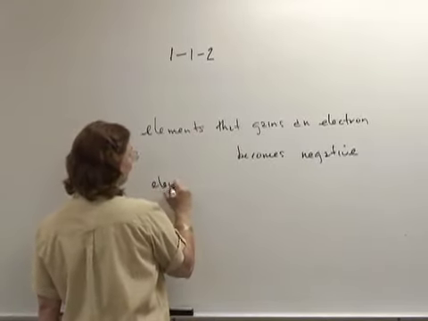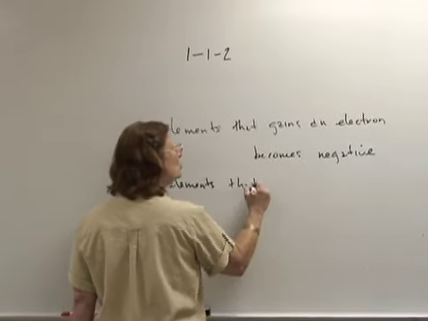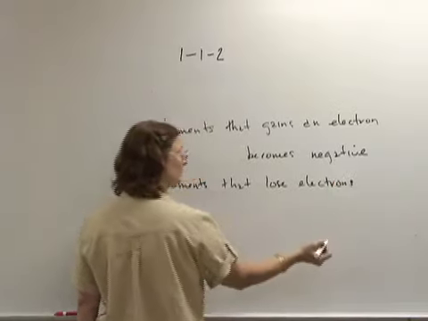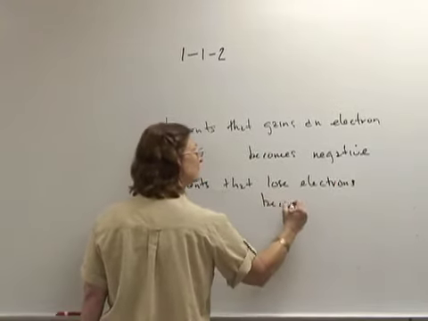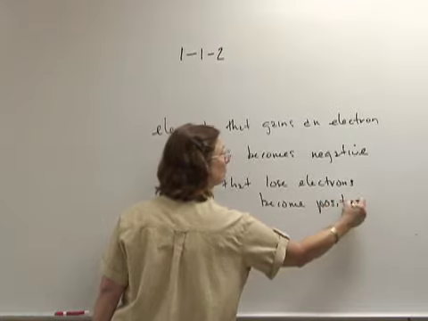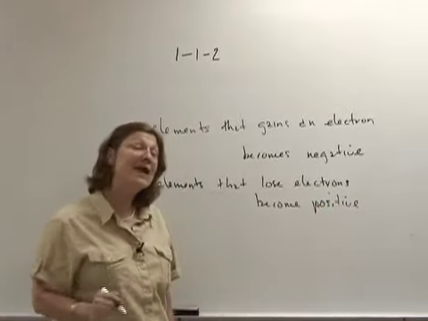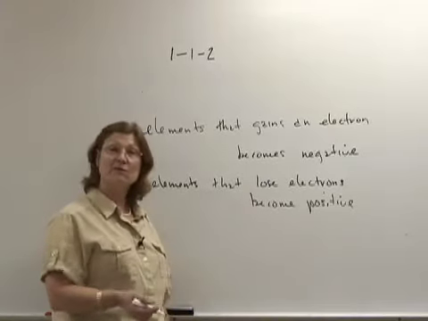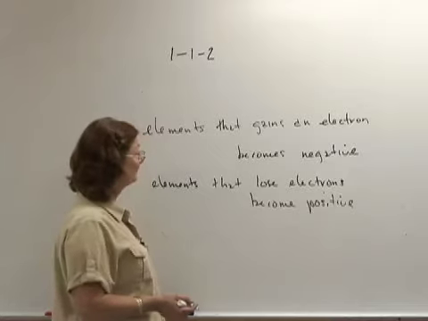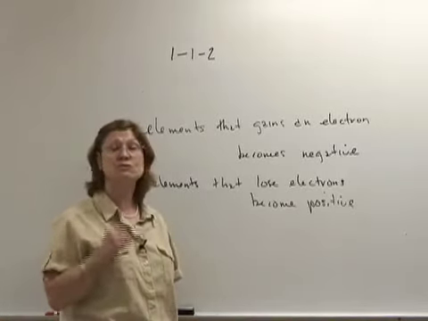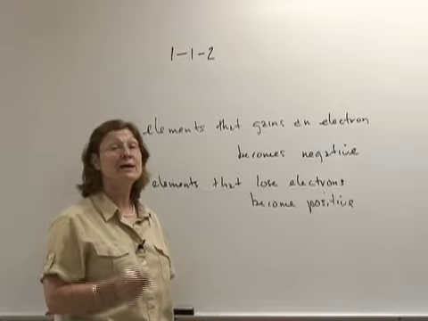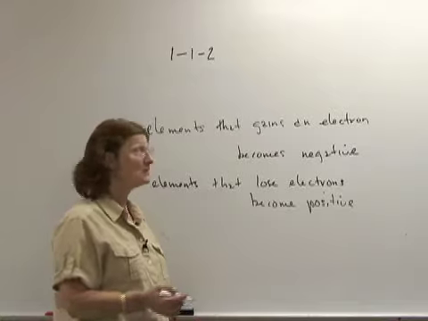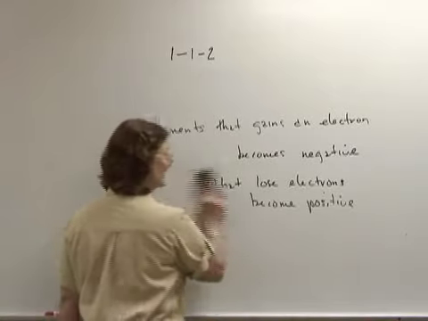Elements that lose electrons become positive. We've taken away that negative charge, and therefore we've taken away that electron that's negative, and therefore the element becomes positive. This will be used throughout the year. It's very, very important that you remember what happens. And electrons are negative, so sometimes it seems a little bit opposite of what we would think. Well, let's look at some examples.